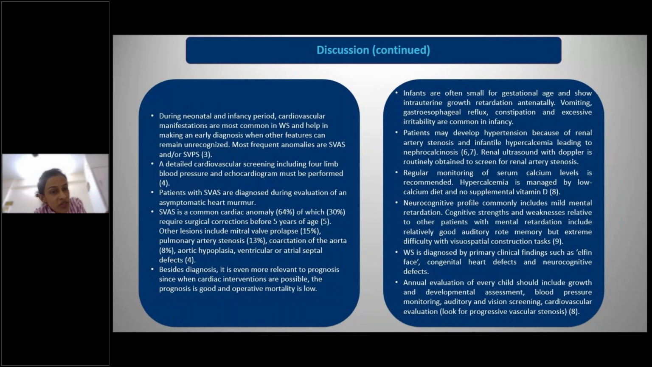Patients with supravalvular aortic stenosis are diagnosed during evaluation of an asymptomatic heart murmur. We got the murmur on the second day of life. So supravalvular aortic stenosis is a common cardiac anomaly occurring almost 64%, of which 30% require surgical corrections before 5 years of age. Other lesions include mitral valve prolapse 15%, pulmonary artery stenosis 13%, coarctation of the aorta 8%, aortic hypoplasia, ventricular or atrial septal defects, which also can occur. Besides, diagnosis is even more relevant to prognosticate, since when cardiac interventions are possible, the prognosis is usually good and operative mortality is low.